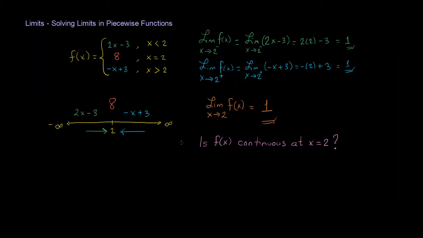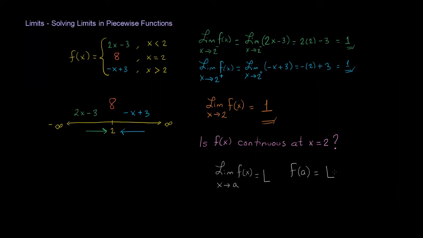But now we have to look at this other question: is f of x continuous at x equal to 2? Now what is continuous in mathematics? The definition for continuity, as we have talked about in previous videos, looks something like this: when x approaches a, the limit of f of x is equal to a value L, and also if you evaluate the function at a, you must have the same value L as a result.